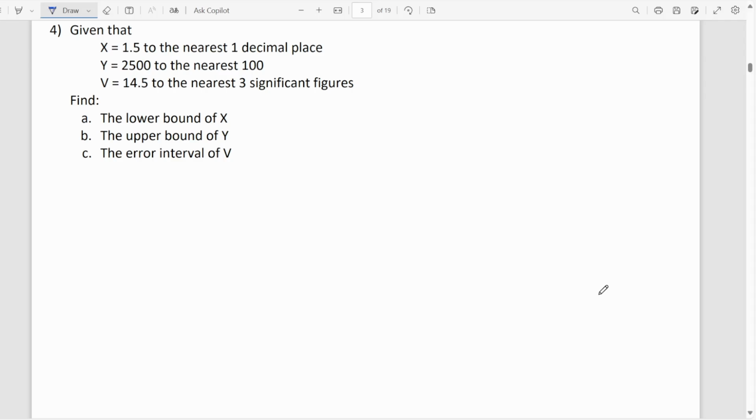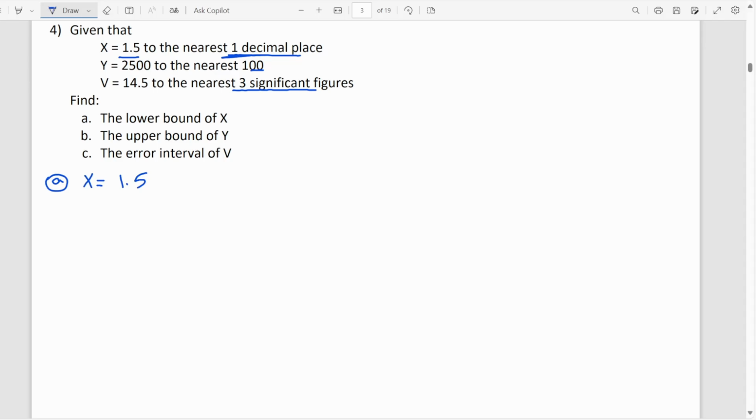All right, given that x is equal to 1.5 to the nearest one decimal place, y is equal to 2500 to the nearest 100, and v is equal to 14.5 to the nearest 3 significant figures. Firstly, we're being asked to find the lower bound of x. So firstly, I'm going to grab x, write it down, 1.5, and we know that it's been rounded to the nearest one decimal place.